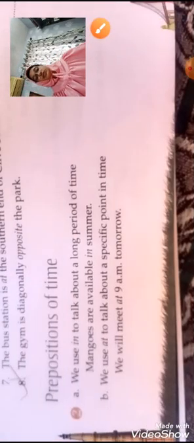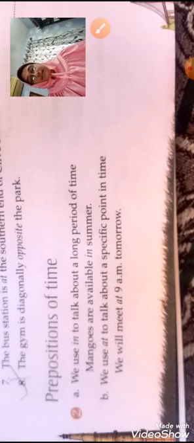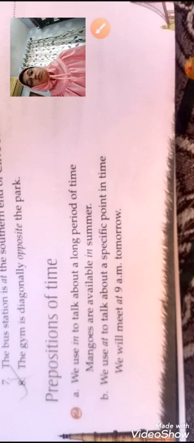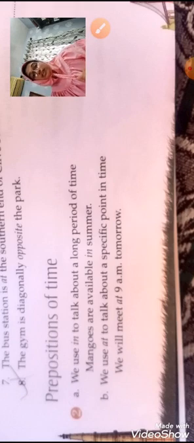Second is prepositions of time. We use in to talk about a long period of time. Mangoes are available in summer. When we talk about a long period of time, we use the preposition of time in. We use at to talk about a specific point in time, that is, we will meet at 9 a.m. tomorrow. So when do we use at? When we talk about a specific point in time, that particular time when it is mentioned, we use at.